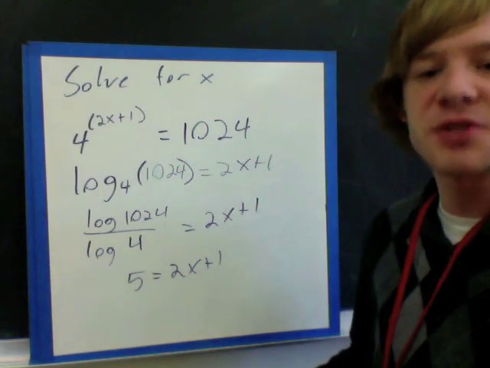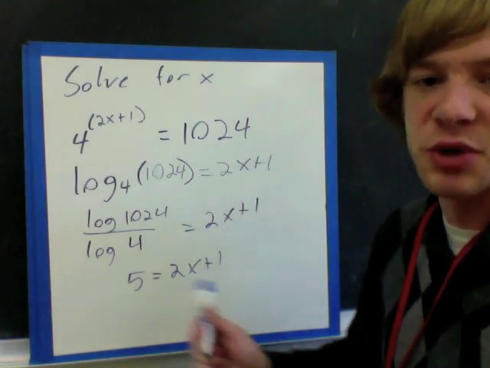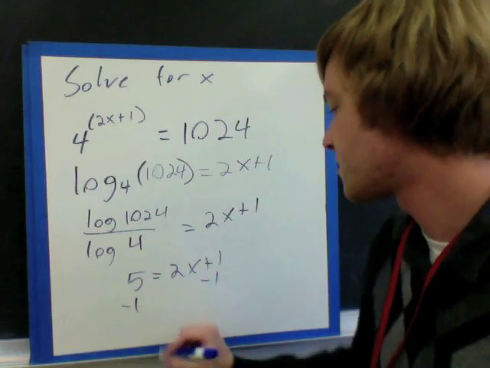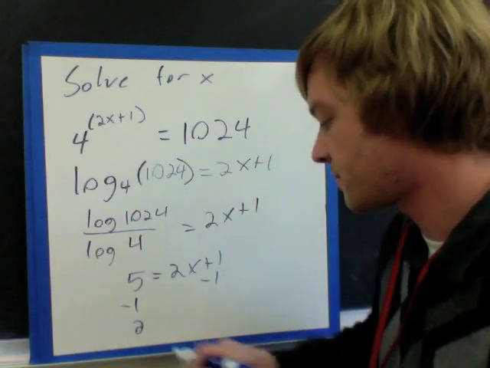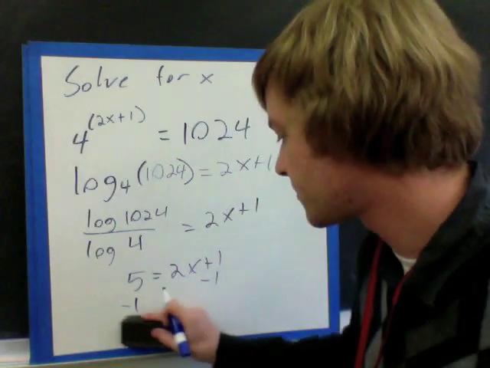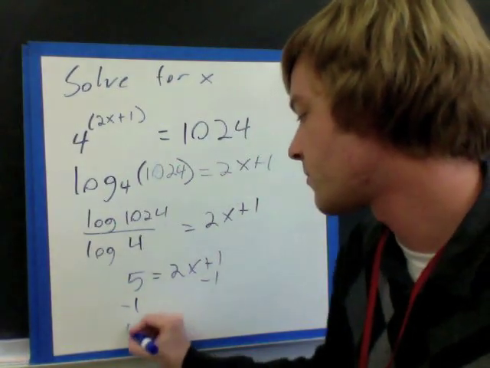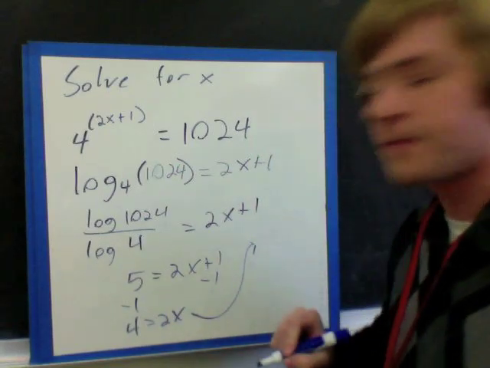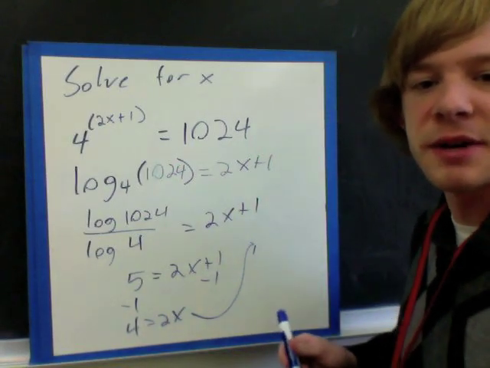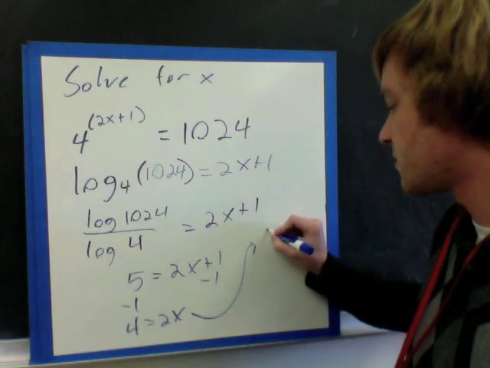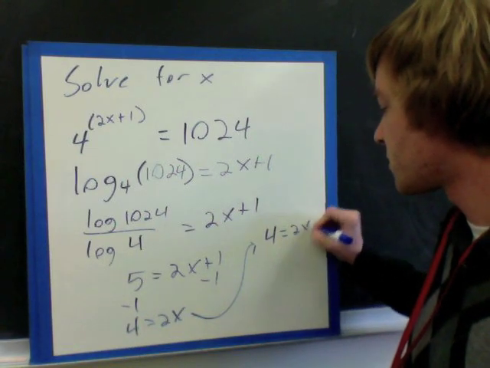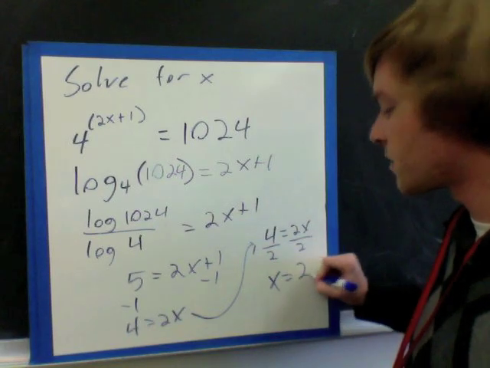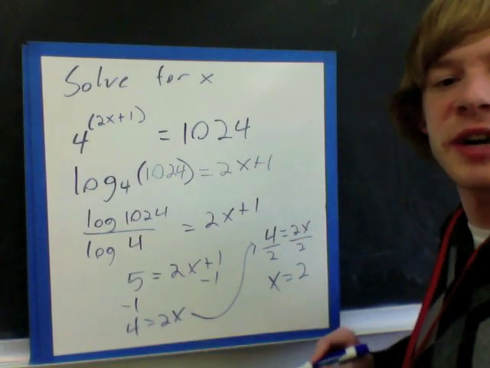Well, now we just need to solve this out like any regular equation. I'm going to subtract 1 on both sides. And then I'm going to divide by 2. And I'm going to get x equals 2 for my final answer.